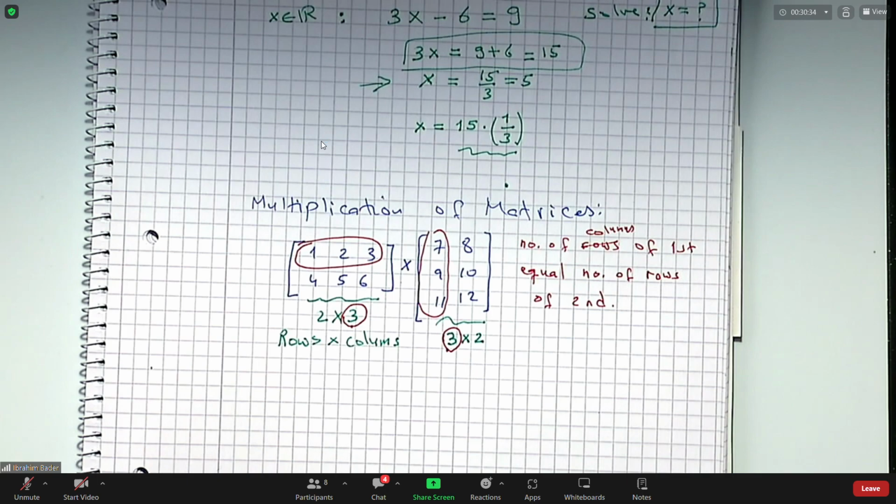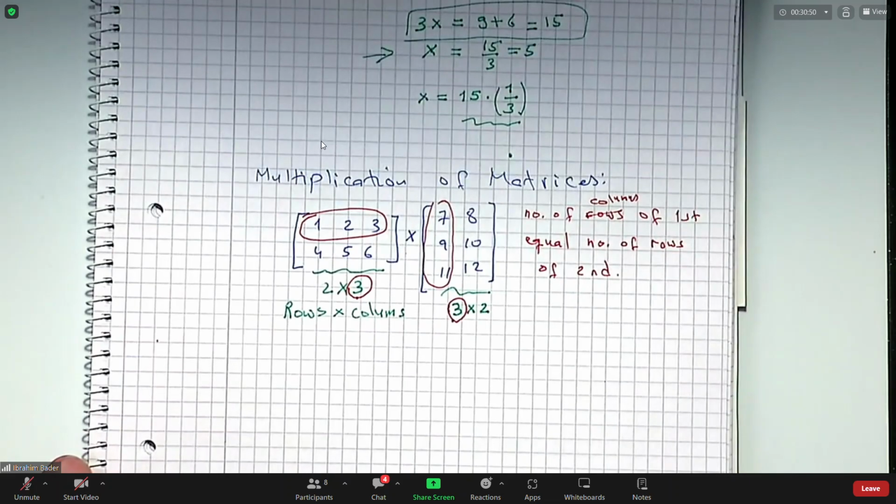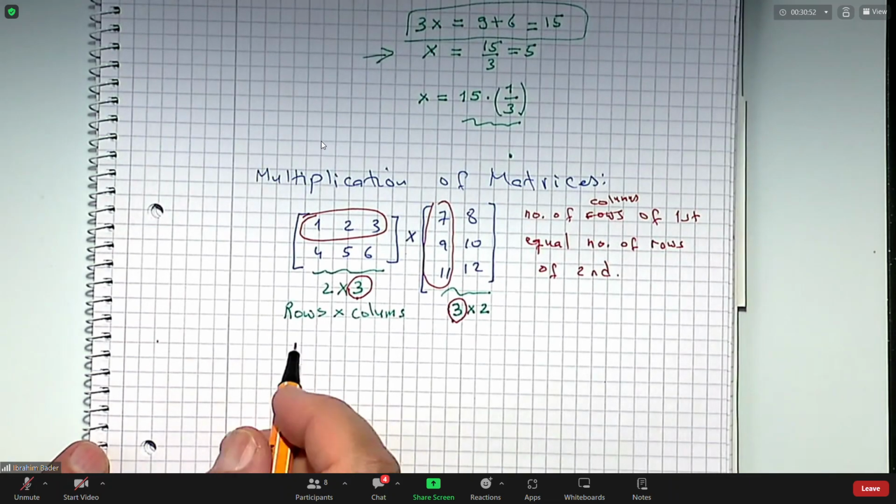So before you start multiplying matrices, you need to check whether the operation is defined. Otherwise, it doesn't make sense. Okay, now I want you to pay attention.